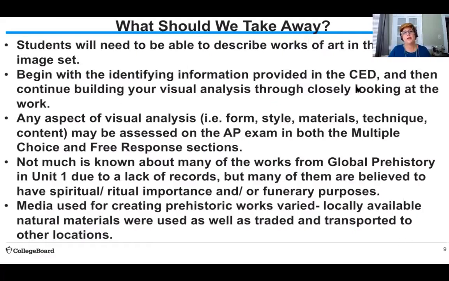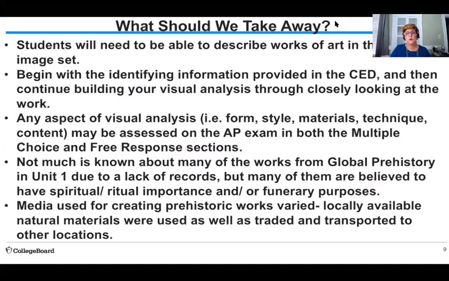Yet again, I keep landing here at the end with this, but I want you to really understand we don't know a lot about these global prehistory works because of this lack of records, or lack of records that we can understand. We know a lot of them are believed to have very important ritual or spiritual purposes because, again, these early cultures took the time to create them, and they were quite busy trying to just survive. So to take the time out to make these works meant something.